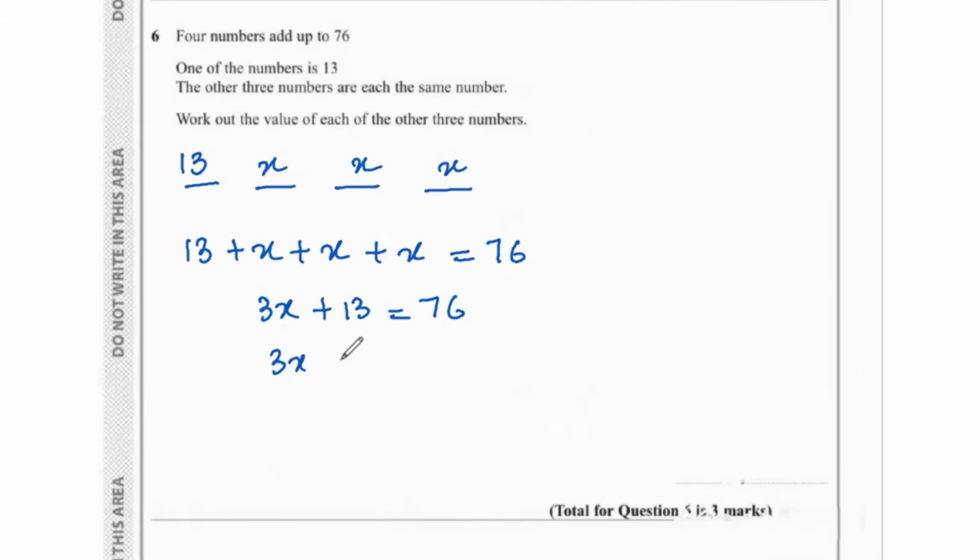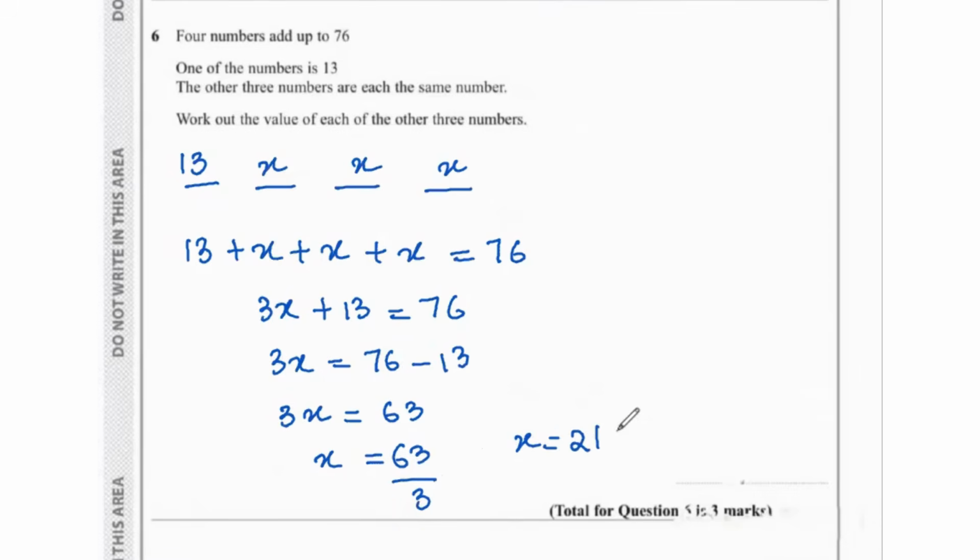Bring the 13 to the other side, so it's going to be 76 minus 13. When you move a term from one side to the other side, it does the opposite thing. So on the left-hand side, 13 is being added to 3x. On the right-hand side, we subtract 13 from 76. That's going to give us 63. Then x is going to be 63 divided by 3, which gives us 21. So that is your value of the other 3 numbers.